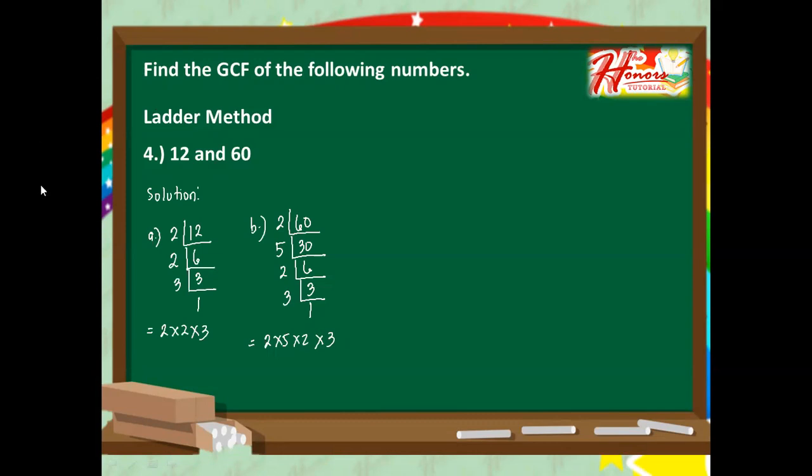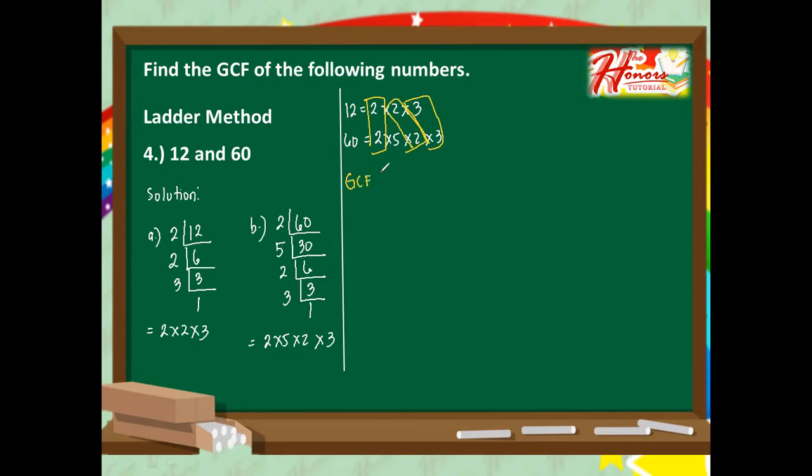Now let's find the GCF. I will write it here. So for 12, we have here 2 times 2 times 3. For 60, we have here 2 times 5 times 2 times 3. So for the GCF, we should look for partners. Okay? So for example, 2, it is in 12 and it is in 60 also. So therefore, they are partners. 2, there is a partner again for 2, this one. And for 3. But for 5, there's no partner for 5, so it is not included.